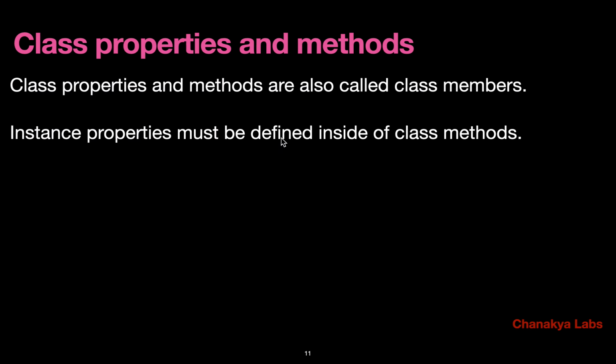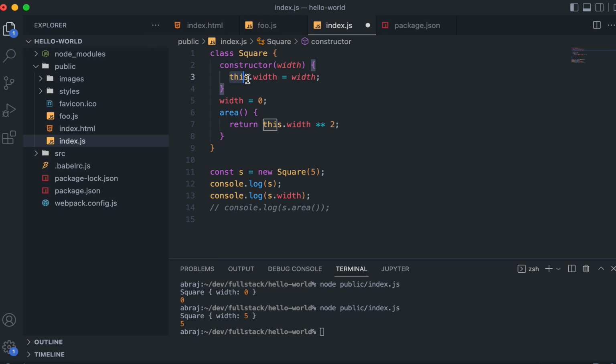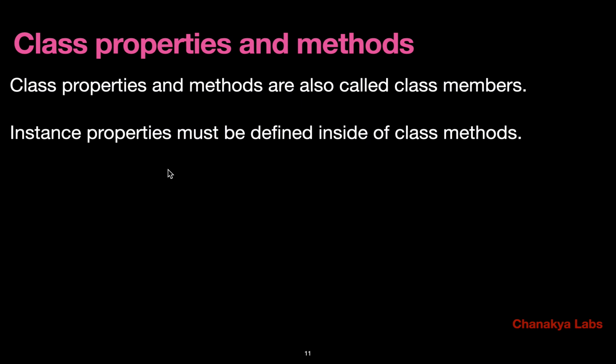Now instance properties must be defined inside of a class method. So whatever properties we are seeing here are available on instances, as we saw earlier. Later we'll see that there are some properties which are static in nature, which means that they are not available on instances. Rather, they are available directly on the classes, and they cannot be accessed from instances; they can only be accessed via class names. So that we are going to learn soon.